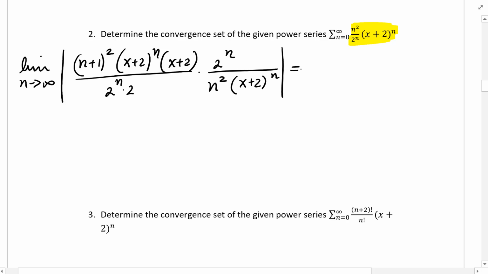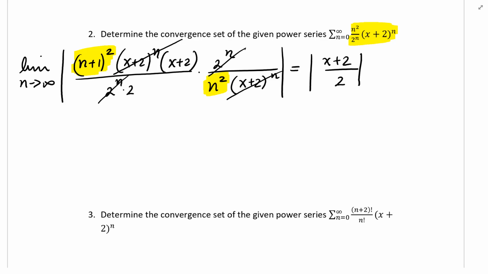So x plus 2 to the n cancels with this one, 2 to the n with this one, and that's pretty much it. So we are left with the limit as n is approaching infinity of a second degree polynomial at the numerator and a second degree polynomial at the denominator. So because the polynomials in n have the same degree, we are going to end up with the absolute value of x plus 2 over 2, right? The ratio of the coefficients of n squared. Now, when is this power series convergent? When this quantity is less than 1.